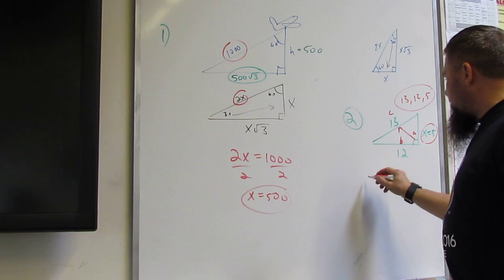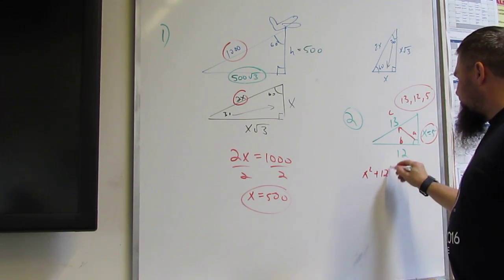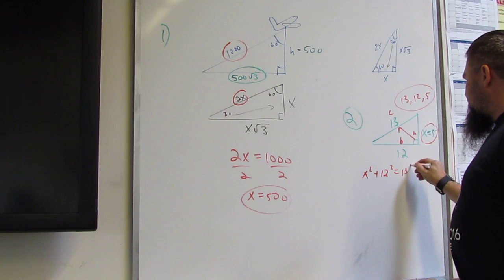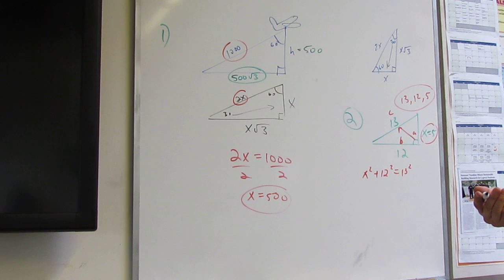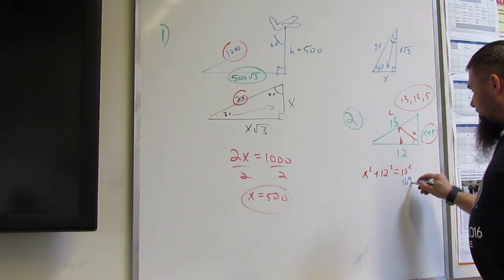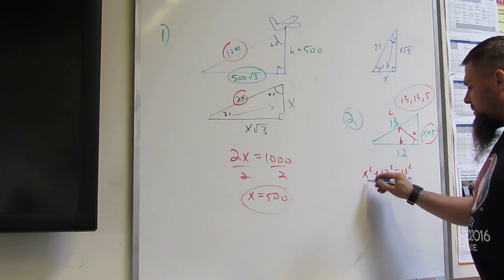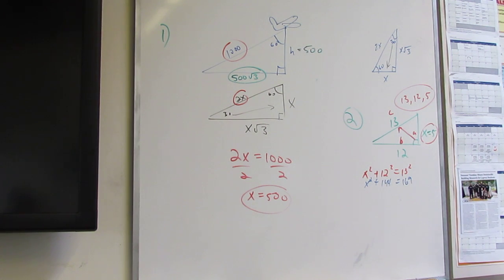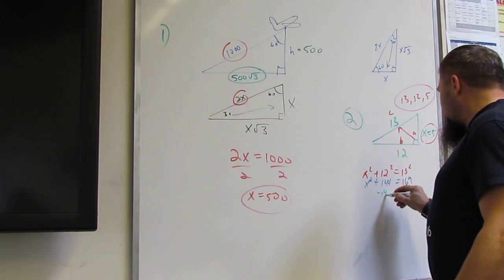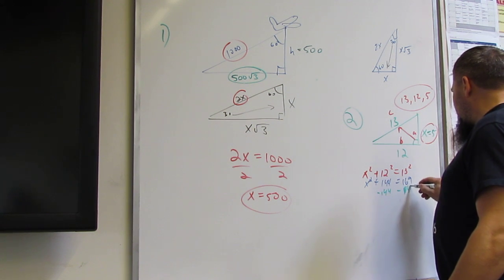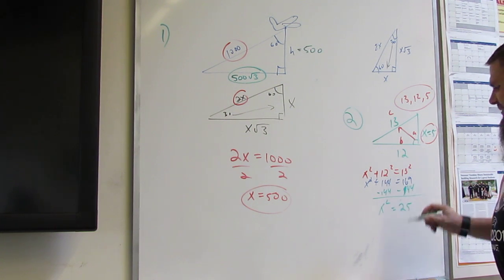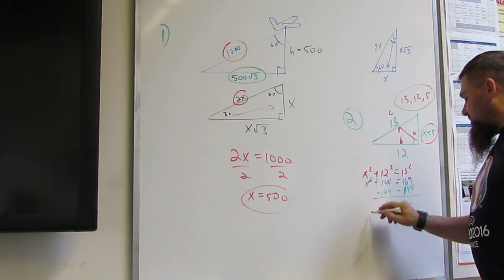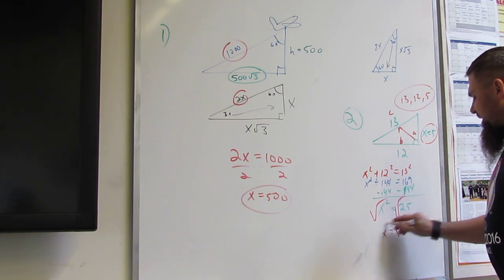And so therefore, A squared would be x squared, plus B squared, which is 12 squared, equals C squared, which is 13 squared. Well, we should all know by now that 13 squared is 169, right? We can remember that for the rest of our lives. 12 squared is 144. And then I'm just going to subtract 144 from 169, and I get x squared is equal to 25. Then take the square root of both sides. So x is equal to 5.